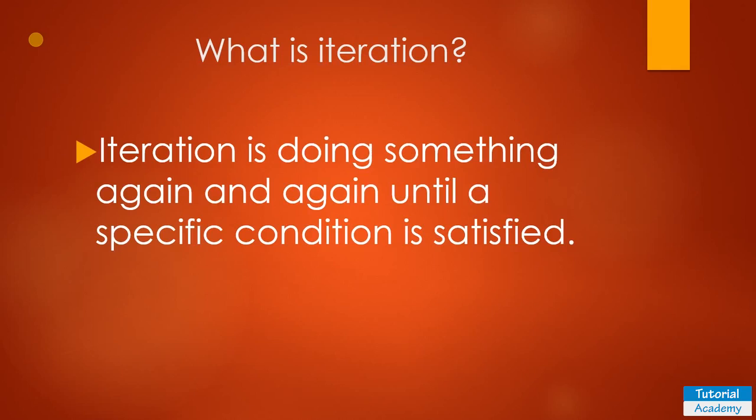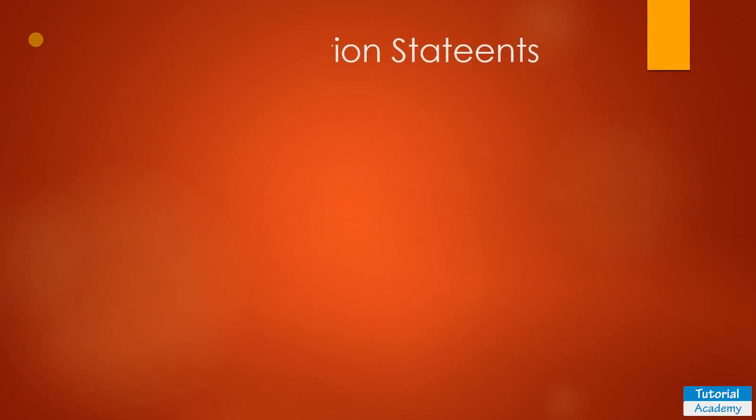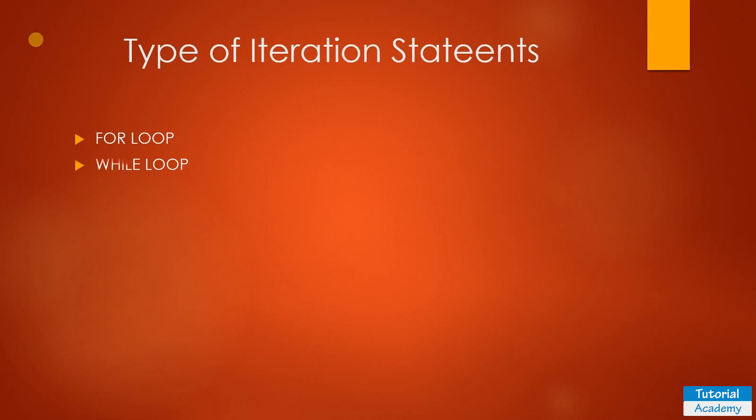Iteration is doing something again and again until a specific condition is satisfied. That is what iterations are. Now let's learn the different types of iterations in Python. The main two ones are the for loop and the while loop. Now iteration statements are also known as looping statements.